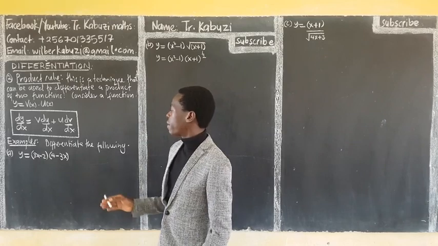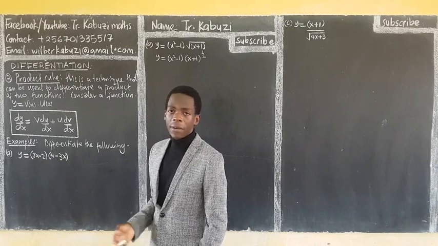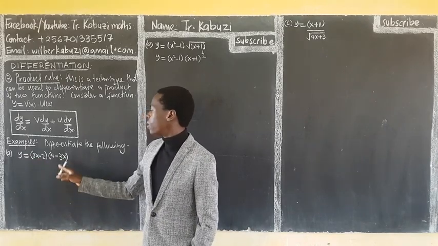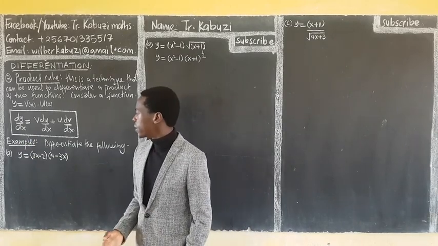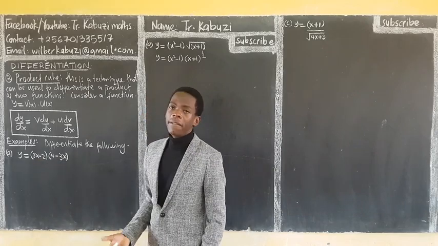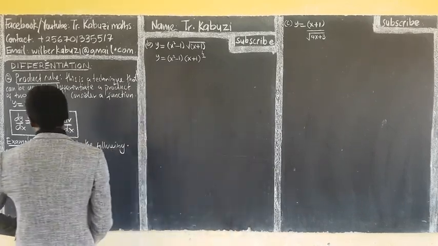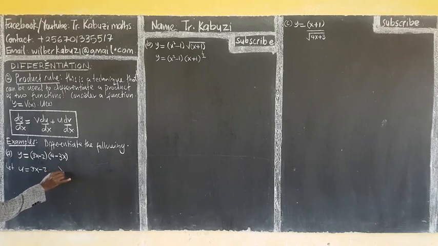Look at this: differentiate the following. One, they give you y equal to this. This is a function of x, and this is a function of x. It can be a function of t, so don't get confused. Since it is a product, what I do is let this be u and let this be v, as simple as that. So you let u be 3x minus 2, and you let v be 4 minus 3x.